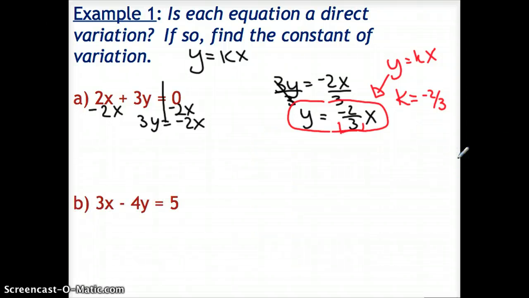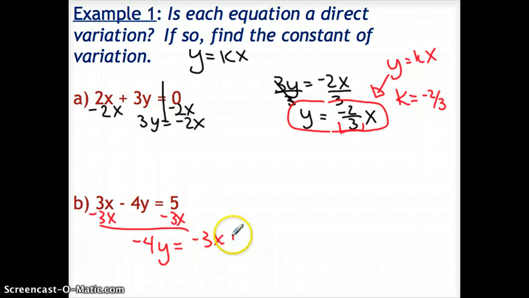All right, 3x minus 4y equals 5. Okay, so again, I'm going to be trying to get y alone. I would subtract 3x from both sides. And then I have negative 4y equals, I'm going to write this as negative 3x plus 5, just to get it in the right order that I like it in. And I'm going to divide both sides by negative 4.